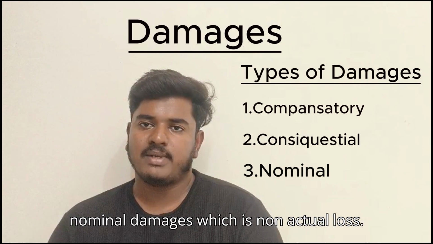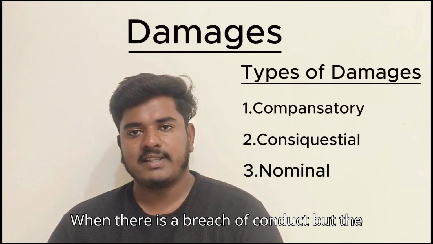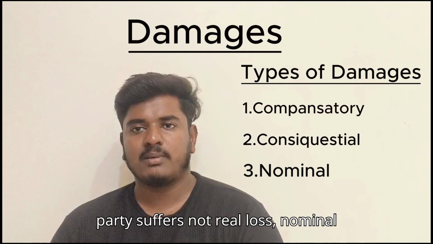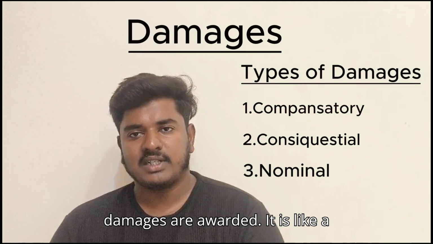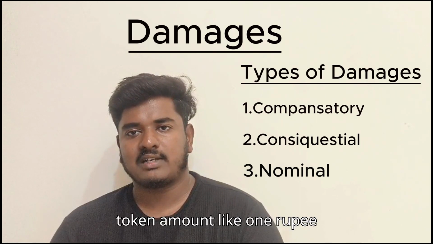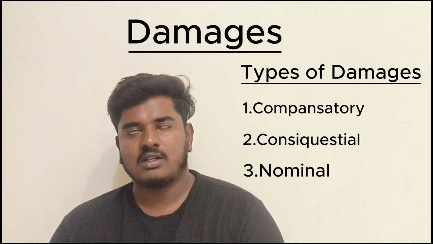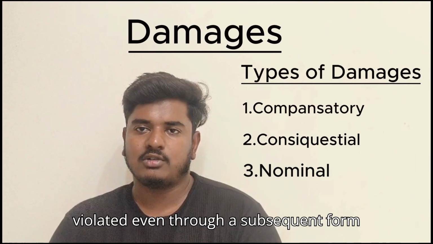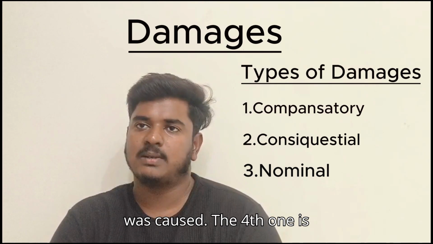And third one is nominal damages, which is non-actual loss. When there is a breach of contract but the party suffers no real loss, nominal damages are awarded. It is like a token amount, like 1 rupee, acknowledging that a legal right was violated even though no substantial harm was caused.